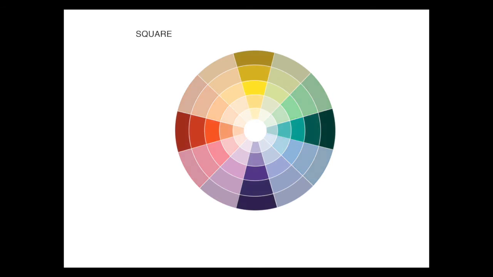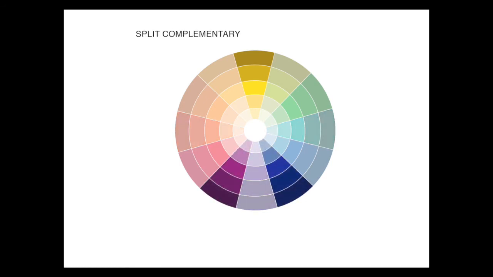And next we have the square color scheme. This is very similar to the rectangle one, but all the 4 colors are evenly spaced around the color wheel. Next we have the split complementary color scheme, which is very similar to the complementary color scheme. Once you select your base color, look to its complement, but instead of selecting that actual one, select the colors next to it. This is a favorite color scheme for beginners to usually use because it's hard to mess up.